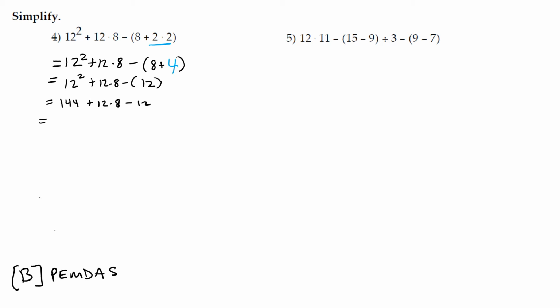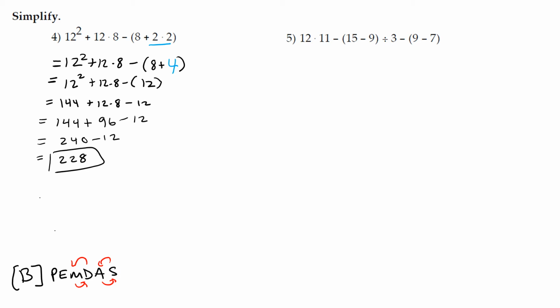So now I've got multiplication next, so 144 plus our 12 times 8, so plus 96 minus 12. And then remember, multiplication and division, as well as addition and subtraction, get done from left to right like reading a book. So we're going to add first, so 144 plus 96, which is 240, bring down our 12, and then we're going to subtract 12. And so that's going to give us 228.